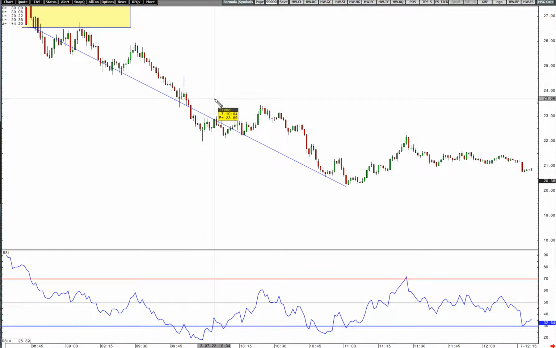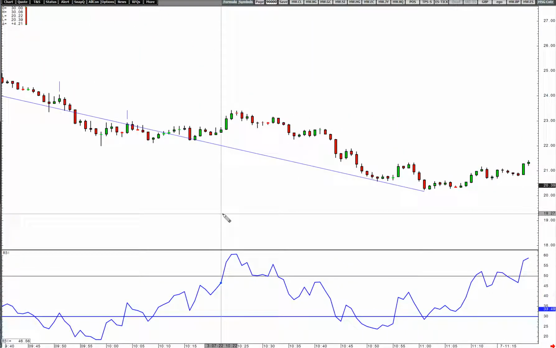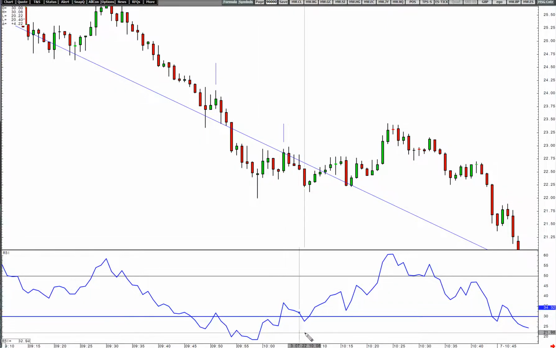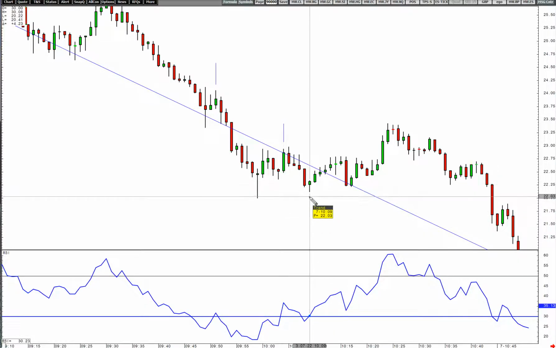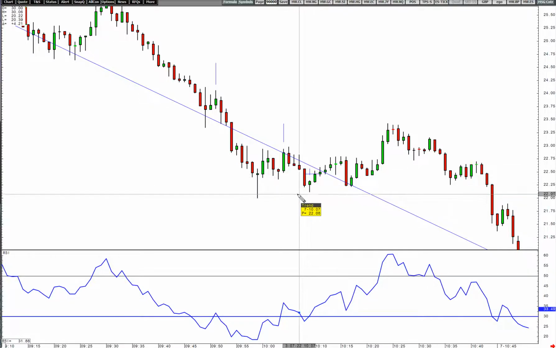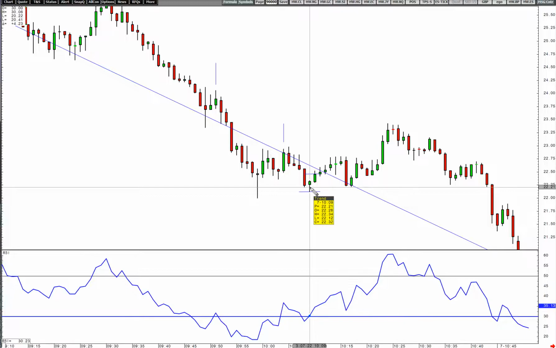Popped its head up again right here on this green bar. And let's blow these up so you can see them. Rolled over, right? No confirmation. Rolled over, no confirmation. And then here, popped its head above here, and it got confirmation here. So you were able to enter at 22.46 with a stop at 22.12, or say one tick below, 22.11. About a 35-cent stop.